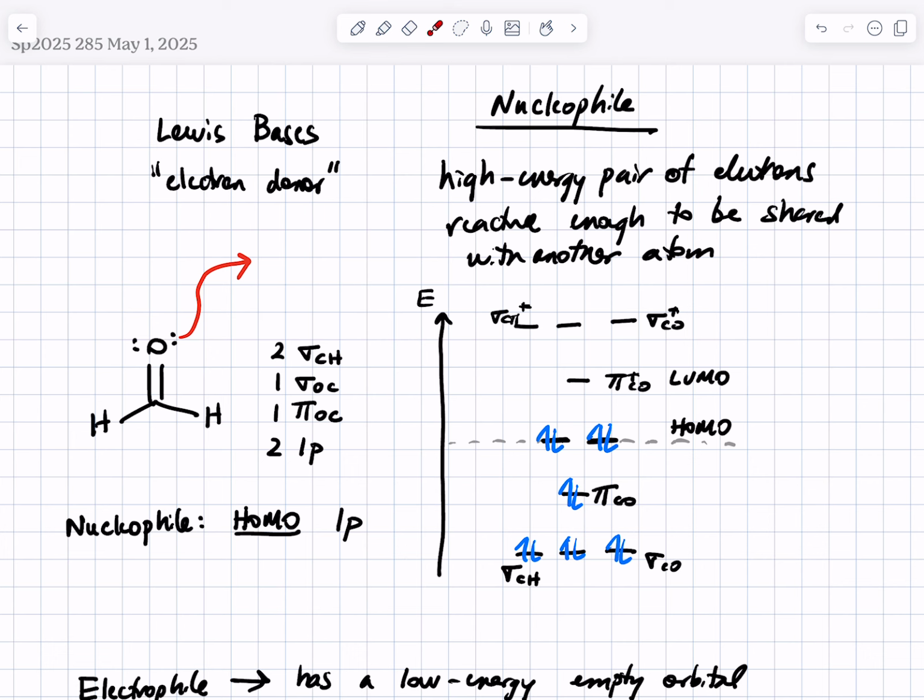We've already discussed how sigma bonds are more stable than pi bonds because sigma bonds are held closer to the nucleus. So we expect the sigma bonding orbitals to be the lowest in energy, and we expect the carbon-oxygen pi bonding orbital to be higher because the electrons in a pi bonding orbital are held higher from the nucleus. That sounds familiar?